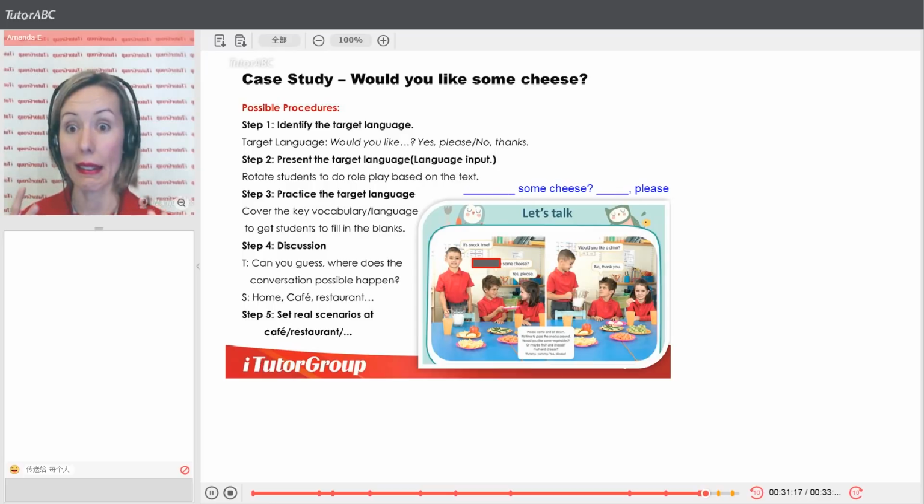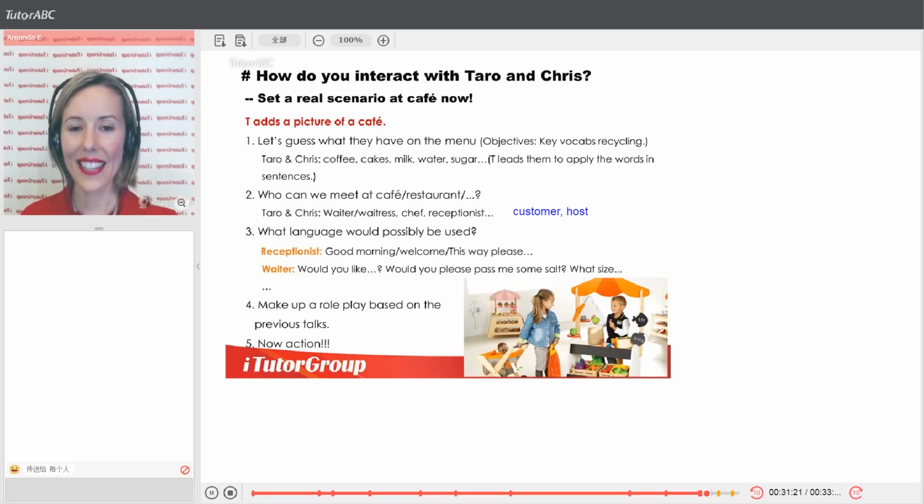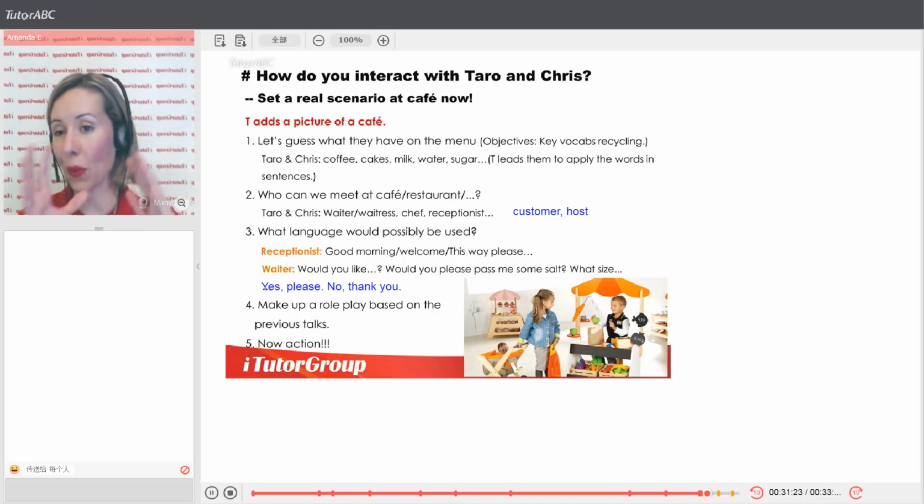Remember, they just learned these new words, so they're going to need a little bit of a reminder. And it is a good idea to type those words on the board so they can look at them while they're doing their role play.